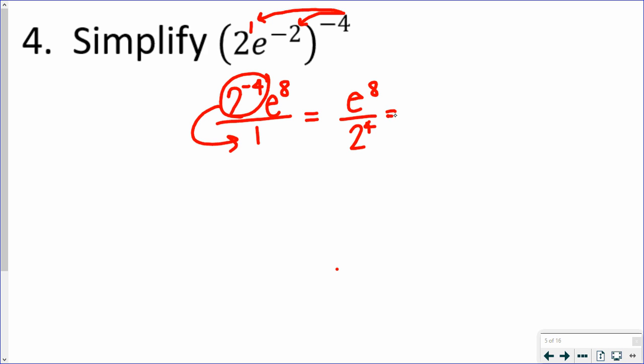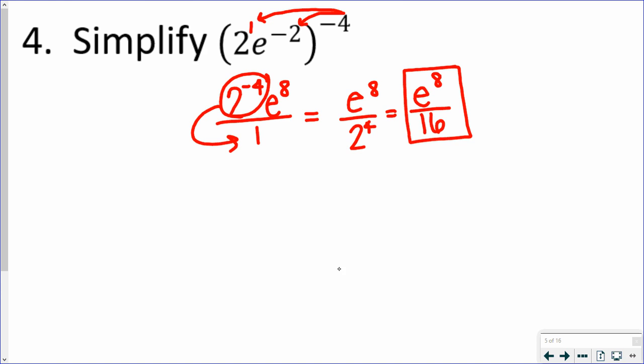Now you just need to evaluate that 2 to the 4th to simplify, which would be 16. So you don't evaluate the e to the 8th because that actually would give you a decimal number. We're just simplifying it down to this point. That's as far as you can go. Okay.